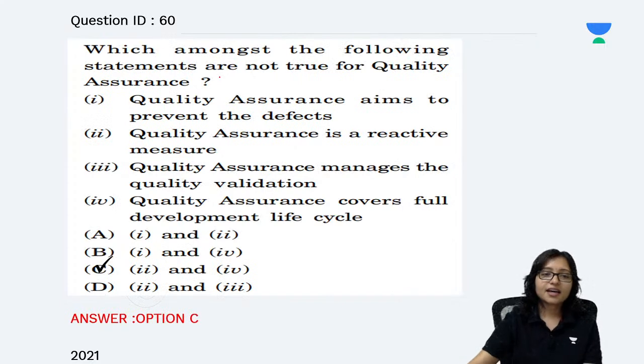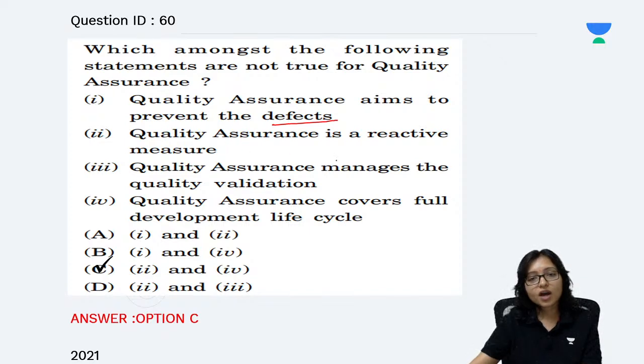Yes, answers are coming. Quality assurance aims to prevent the defect. Quality assurance is a reactive measure. Quality assurance manages the quality validation. Quality assurance covers the full development life cycle. Life cycle, that is correct.